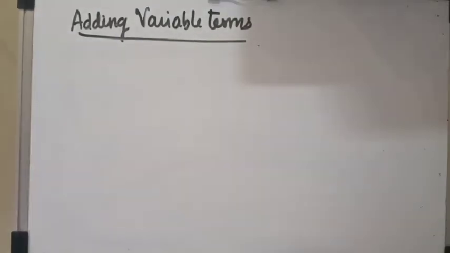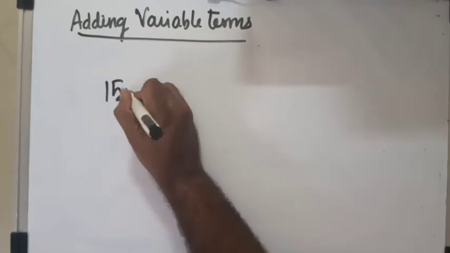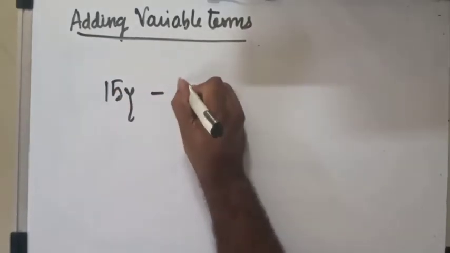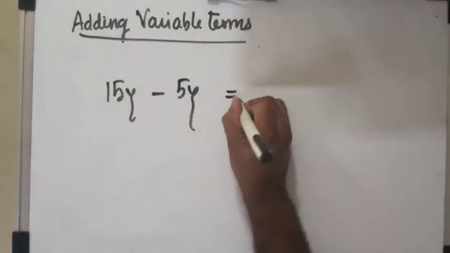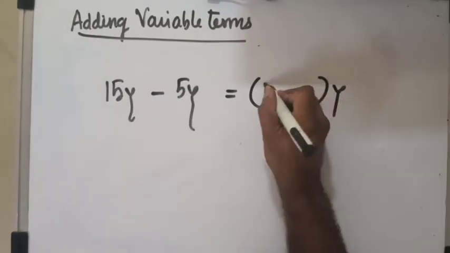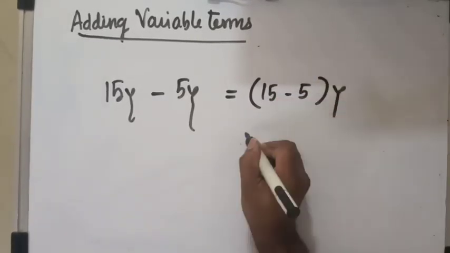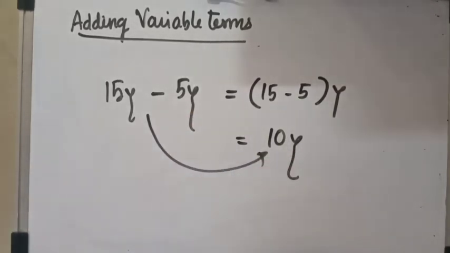Say I need to subtract. How will I subtract? Say 15y and minus 5y. So what will I do children? Common term y outside. What is left inside is 15 minus 5. 15 minus 5 is 10y. So directly I can write it as 10y.